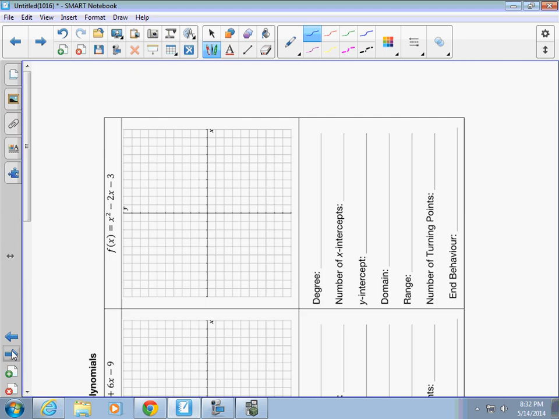Oh, that's nice. I don't know why that one pasted in there sideways. Okay, I'm just going to pause here and fix that.